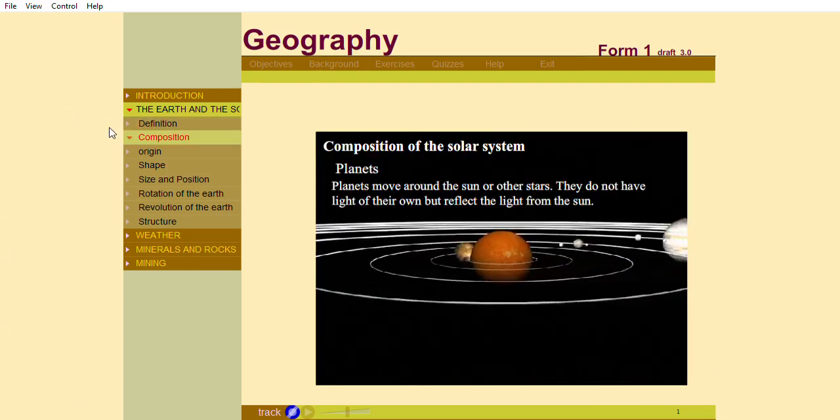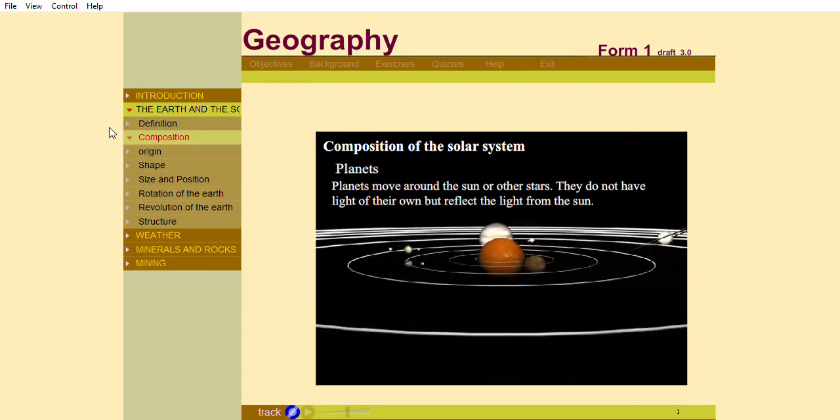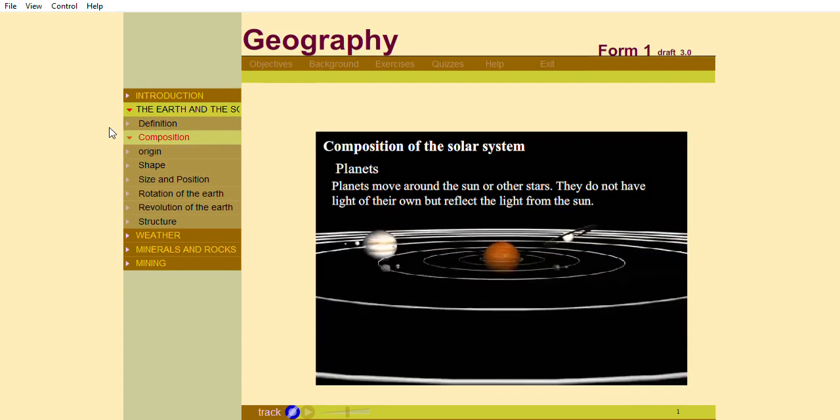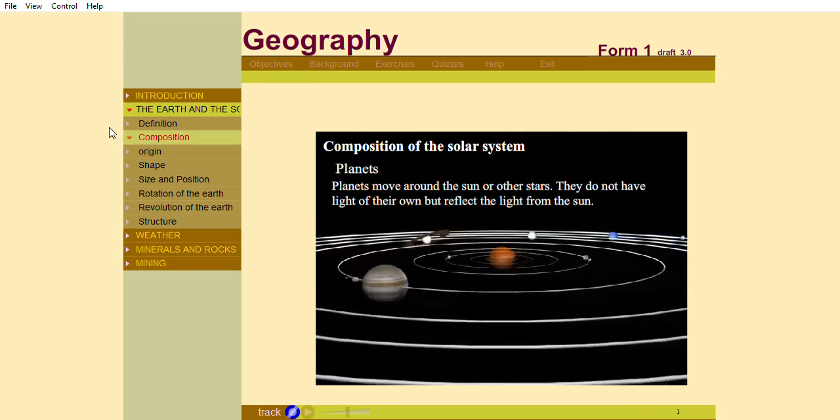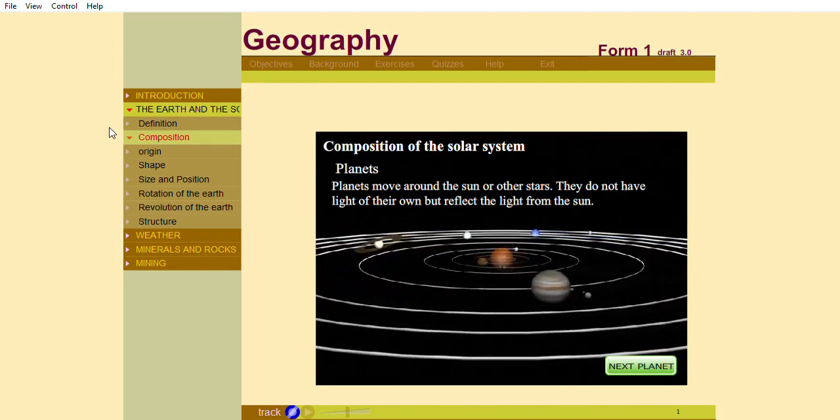Composition of the solar system. Planets. Planets move around the sun or other stars. They do not have light of their own but reflect the light from the sun.